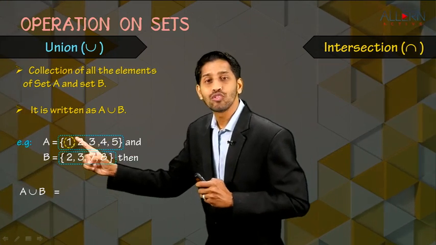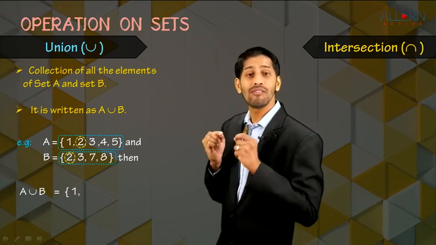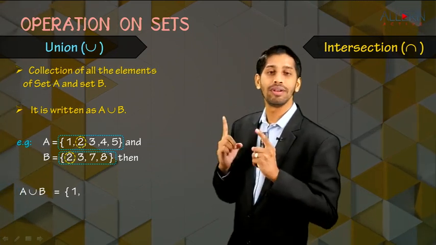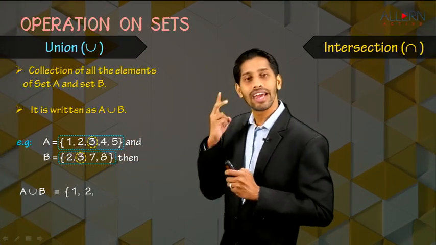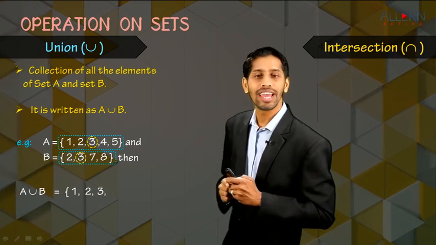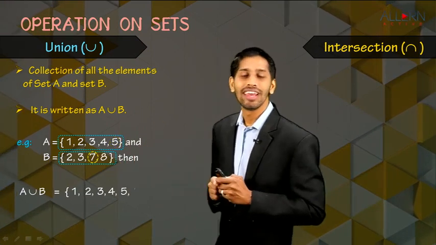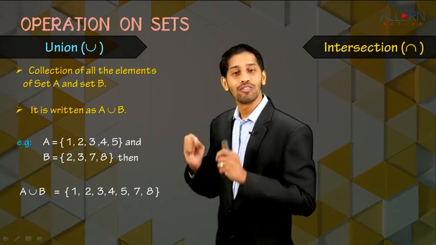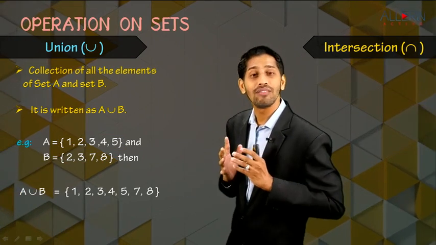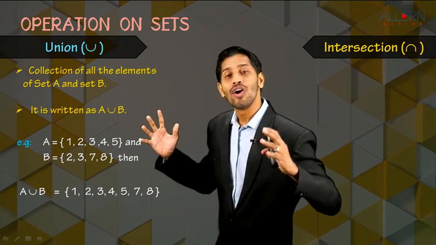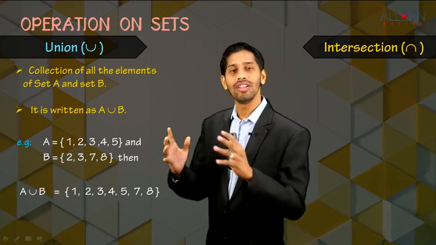So the first element is 1, so we write 1 over here. Then we observe 2 is present in both sets, but we will not write it 2 times because repetition is not allowed. We'll write 2 only one time. Then we write 3. Again it is present 2 times, but we'll write only one time. Then we have 4, then we have 5, then we have 7, and last we have 8. Therefore A union B is equal to 1, 2, 3, 4, 5, 7, 8. So what exactly do we need to do in union? We have to write all the elements of both sets, but repetition is not allowed. That means a collection of all the elements.